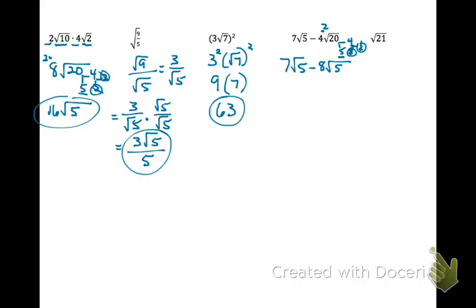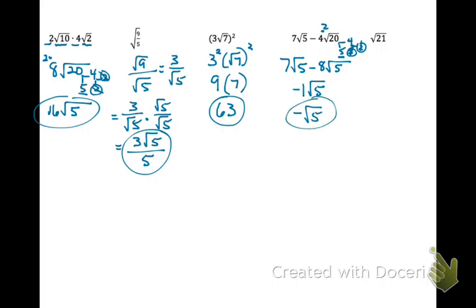Now we look, our radicals are exactly the same, so we can take 7 square roots of 5 and subtract 8 square roots of 5. That gives us negative 1 square root of 5, or you can just write that as negative square root of 5.